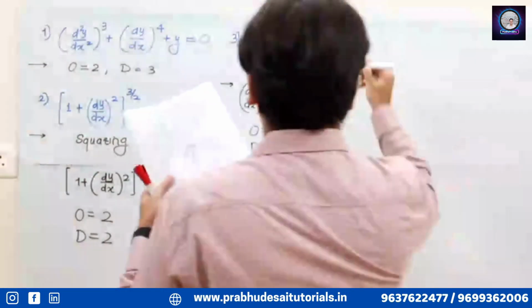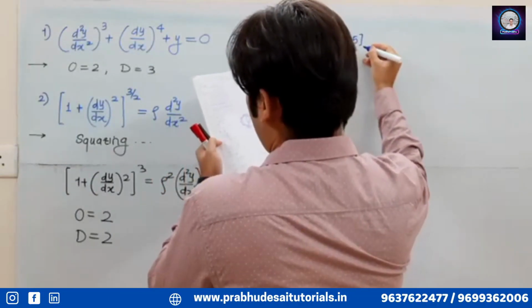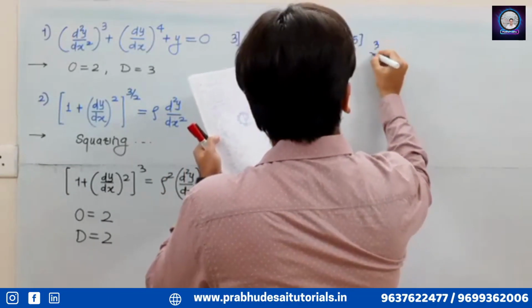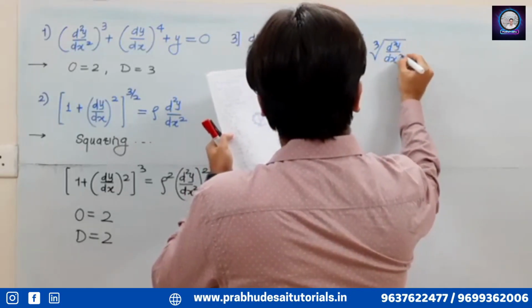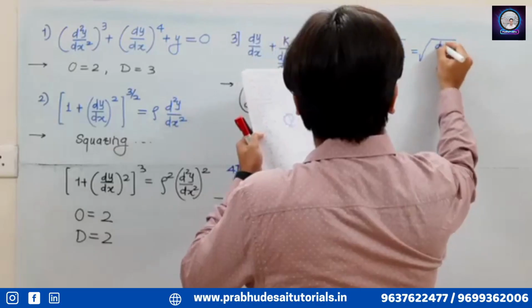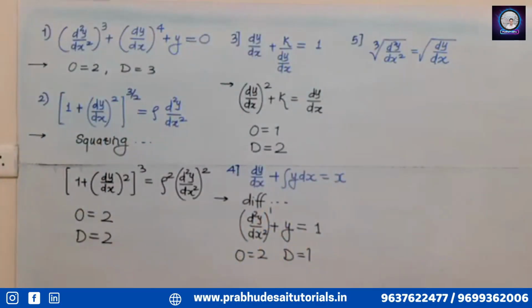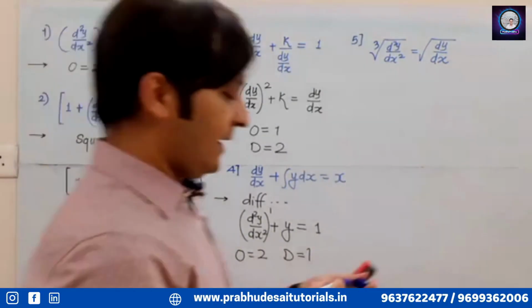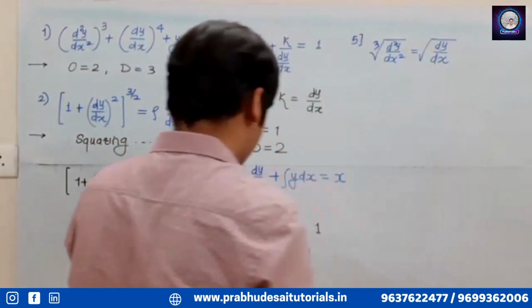Number 5. Check number 5. Cube root of d²y/dx² is equal to square root of dy/dx. Cube root of this is equal to square root of this. Now tell me how to start this. Can we write the order and degree directly or do we have to do something else?